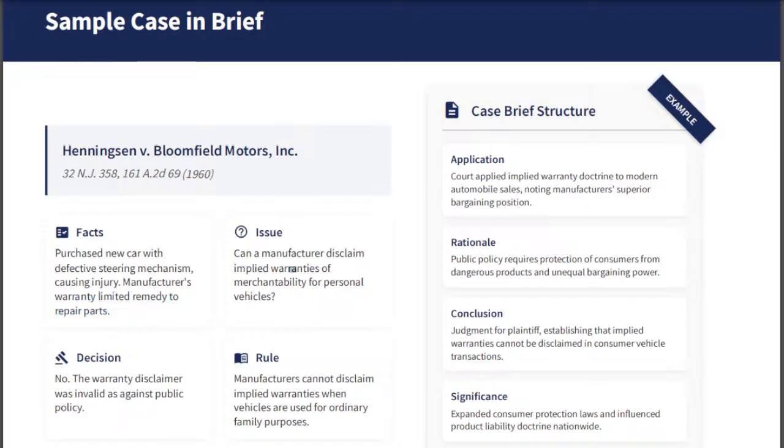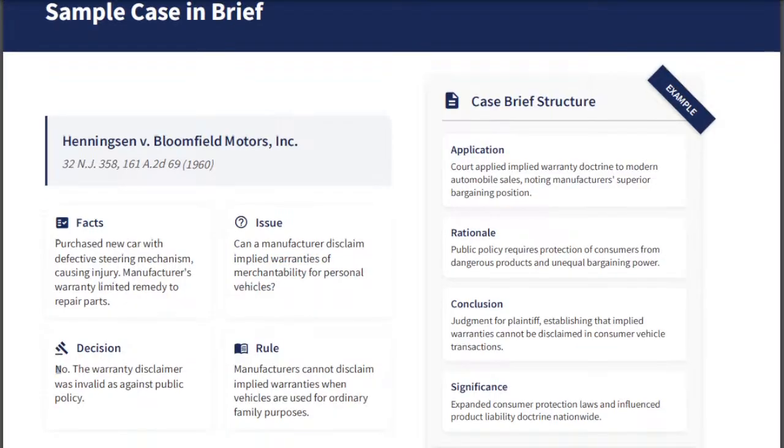So now, can a manufacturer disclaim implied warranties of merchantability for personal vehicles? So the decision was no. The warranty disclaimer was invalid as against public policy. So they can't get through the loophole to get around that social hazard here. And rule. Manufacturers cannot disclaim implied warranties when vehicles are used for ordinary family purposes. Wow. So here's our example disclaimer here.